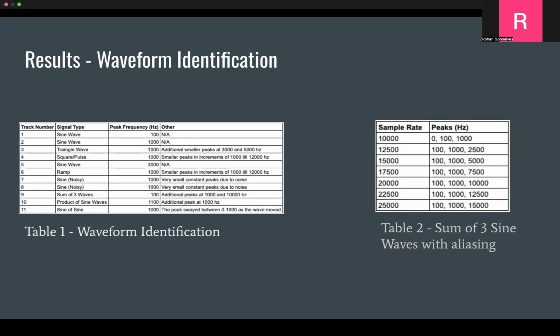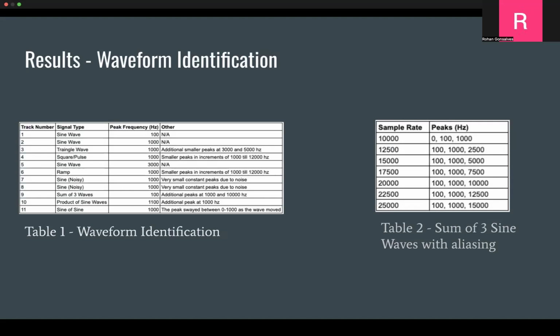Here are the results from the waveform identification section of the lab using the breakout adapter, where 11 tracks were played and the breakout adapter measured their time history and power spectrum in order to tell what type of signal was what. It shows the type of signal in the second column as well as their peak frequencies, and the other column consists of the smaller peaks that were displayed. Mainly, smaller peaks were shown in most waves other than sine waves.